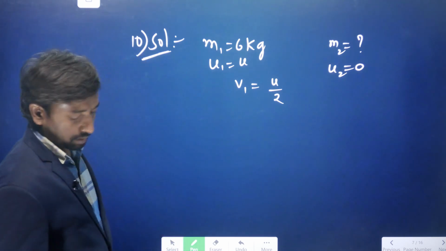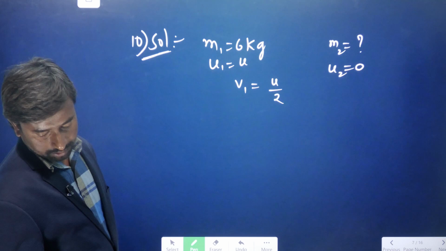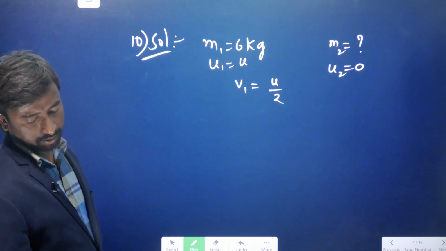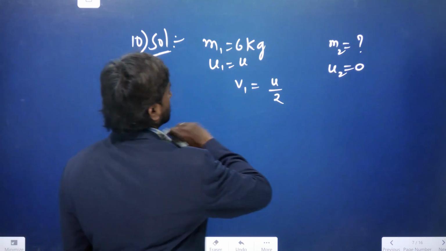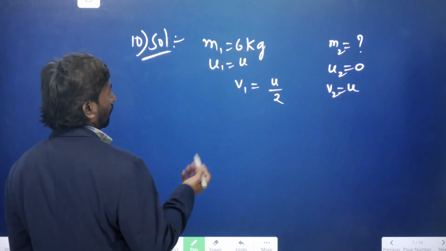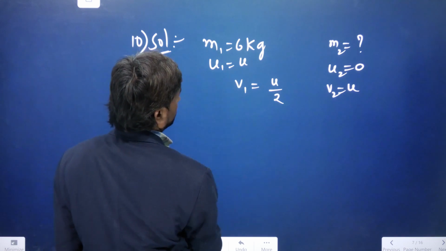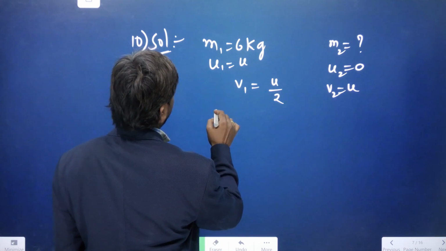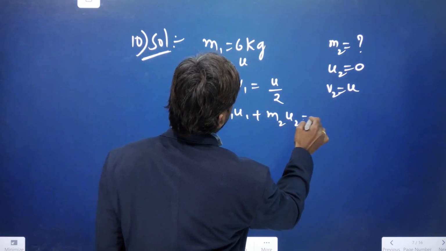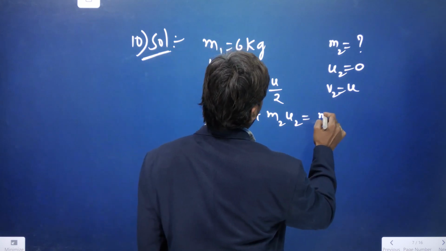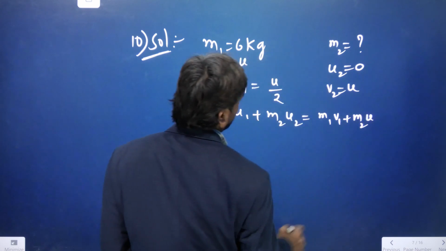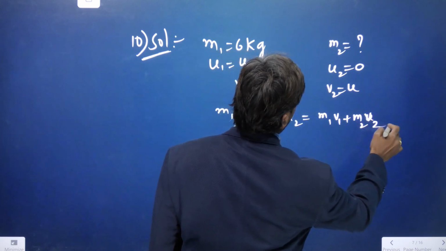Next, they are saying the second body moves with the same velocity as that of the first body. The second is moving with the same velocity as the first, which means V2 is equal to U. Now we can write the law of conservation of linear momentum: m1 u1 plus m2 u2 is equal to m1 v1 plus m2 v2.